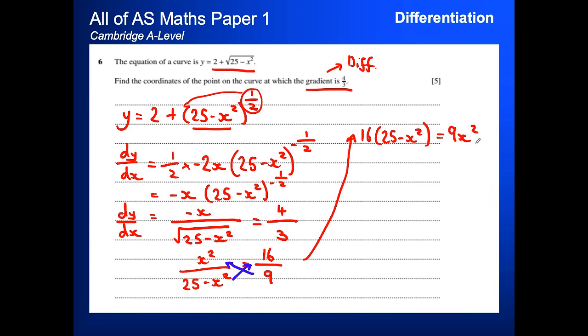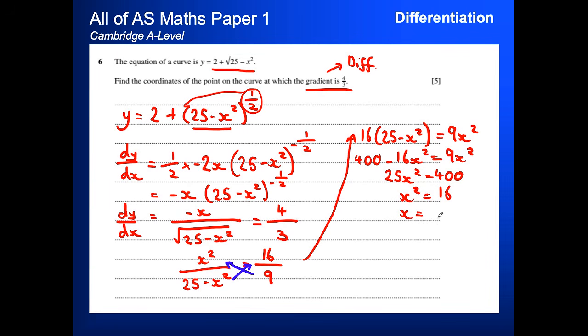And now it's a case of a little bit of expansion here and working our way through. So if we do 25 times 16, we get 400. So we're going to get 400 minus 16x squared is equal to 9x squared. That means then that 25x squared is equal to 400. This is looking already very, very nice, which is always good. So that means then that x squared is equal to 16. Remember, 400 divided by 25 is 16.